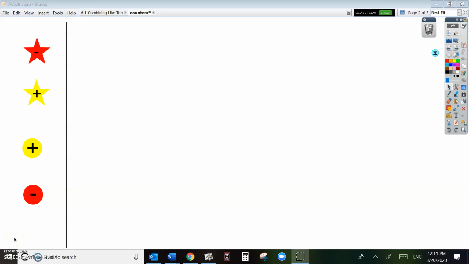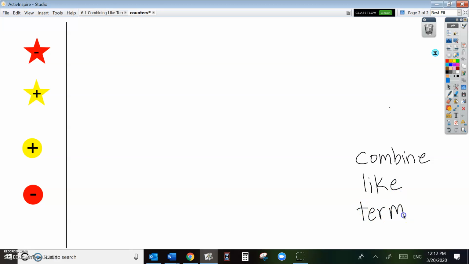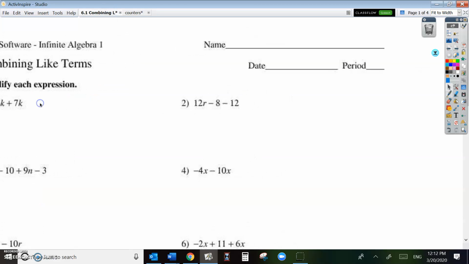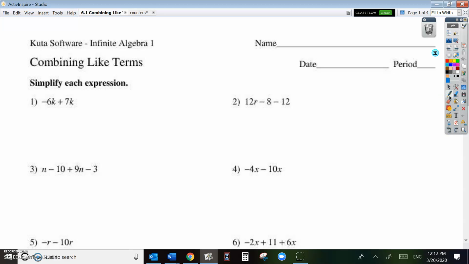Hi. Part of working with equations is knowing how to combine like terms. I know that some of you had this in 7th grade math and some of you can use some practice, so that's what I'm doing now. We're practicing combining like terms, and this is one way to practice. We're going to do some of these problems here, but I'm going to show you how to do the problems using these counters here.